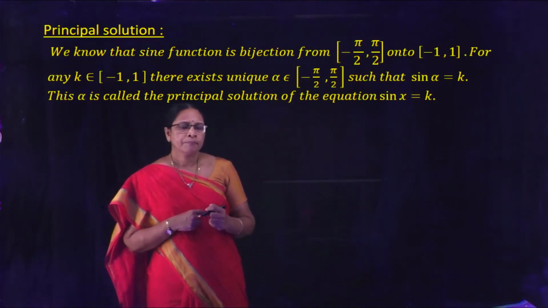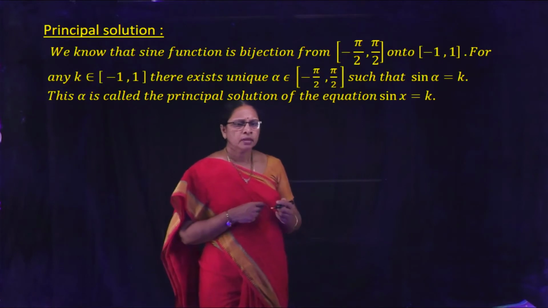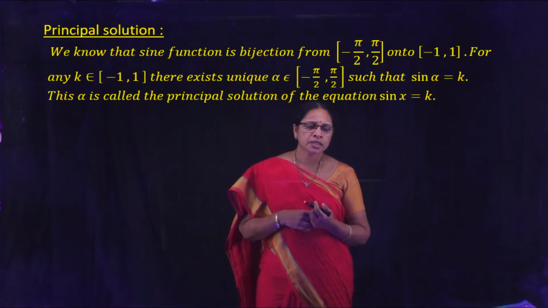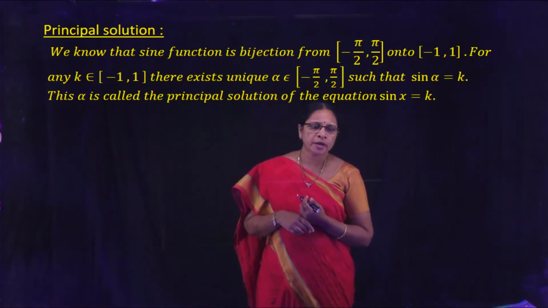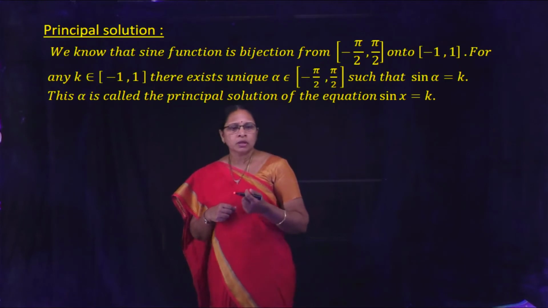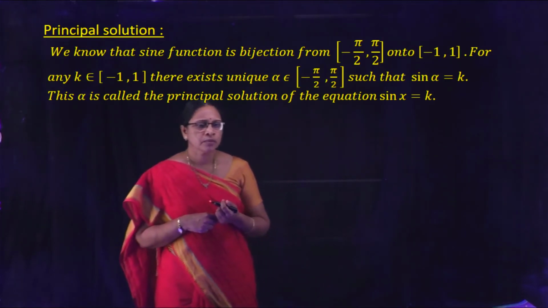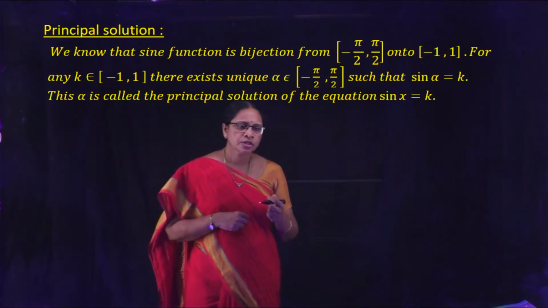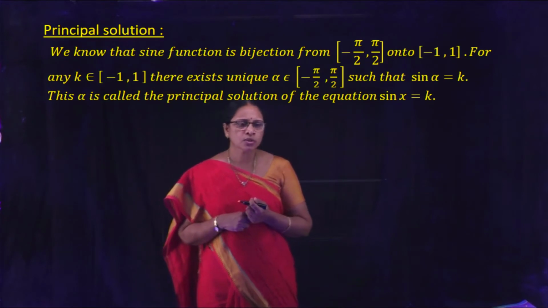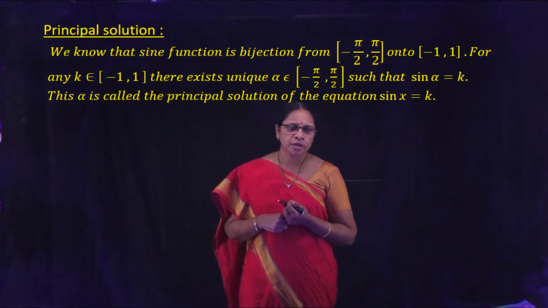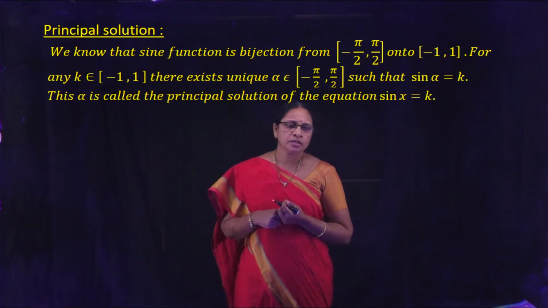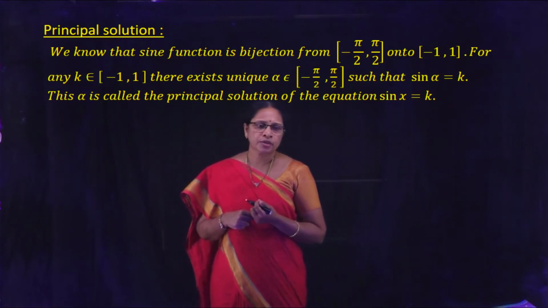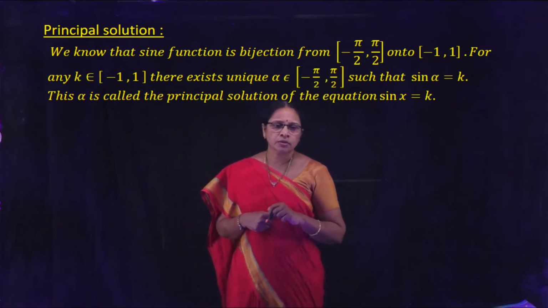We define the principal solution. What is the principal solution? We know that the sine function is a bijection from the closed interval minus pi by 2 comma pi by 2 onto the closed interval minus 1 comma 1. For any k belonging to the closed interval minus 1 comma 1, there exists a unique alpha belonging to the closed interval minus pi by 2 comma pi by 2 such that sin alpha is equal to k. This alpha is called the principal solution of the equation sin x is equal to k.